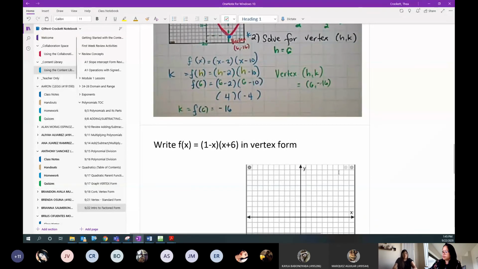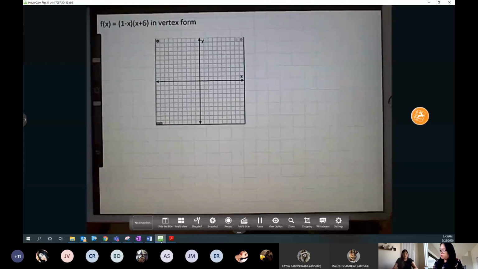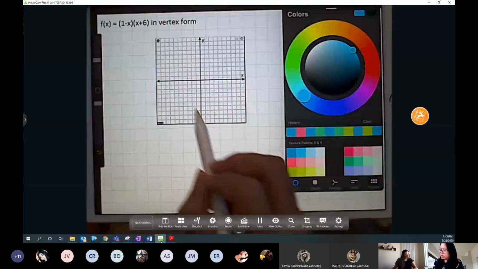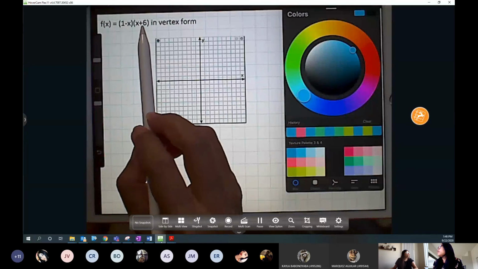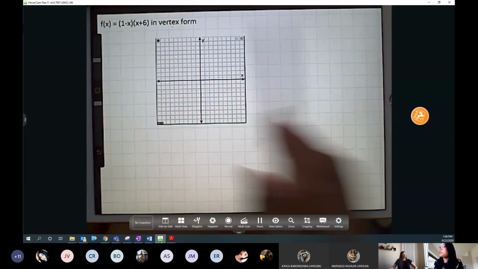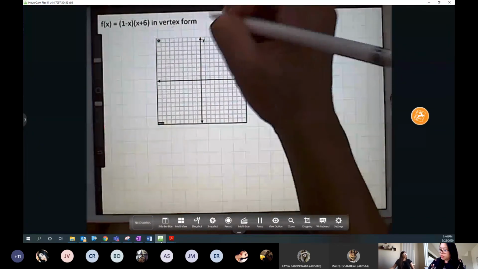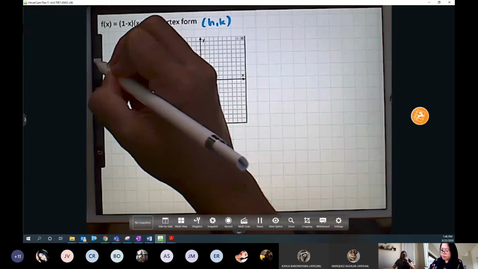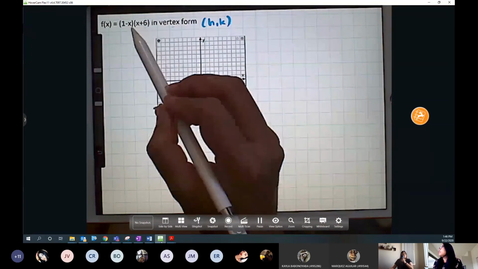Okay, and last, you're going to be doing it on your own. There are just some things that would help you because this one is written differently. So the last one, this is what you need to be doing: you're given a factored form, but you're going to rewrite it into vertex form. And you can do the vertex form if you know your vertex. So you can get your h and k by finding the x.